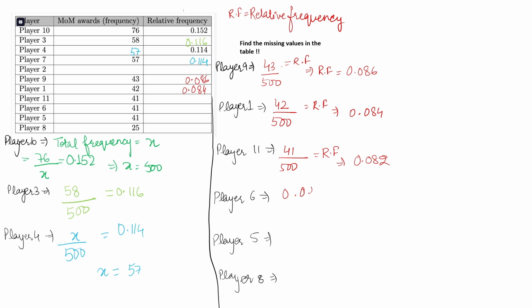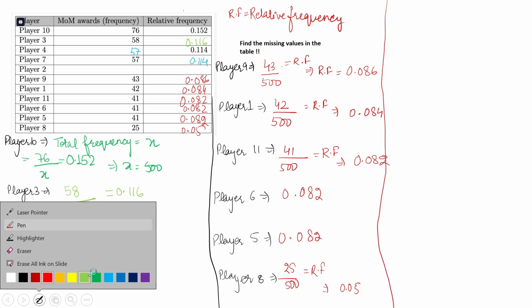Values remain the same, so the relative frequency will also be the same. So this will be 0.082, 0.082 and 0.082. Now for player 8 we have 25 upon 500 equals RF, and this will be equal to 0.05.